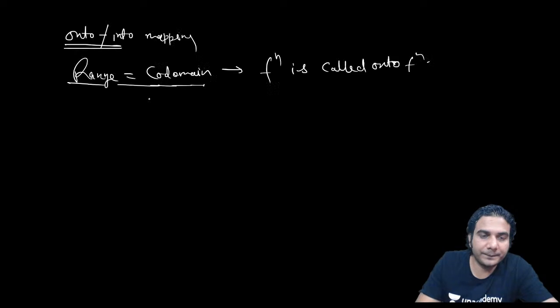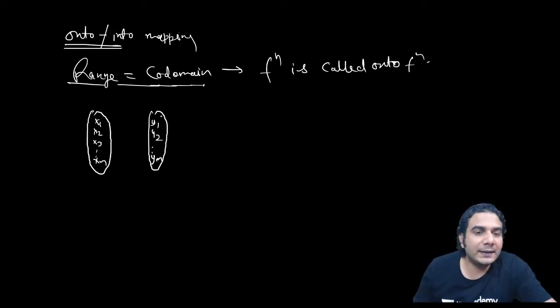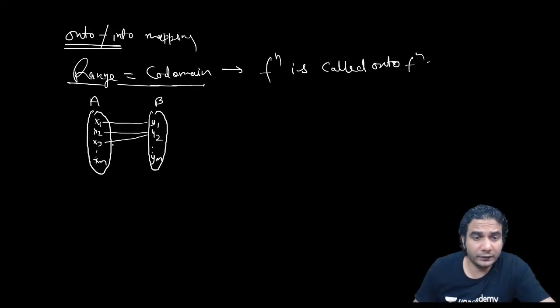Okay, I'll count it here. Now this is x1, x2, x3, and so on up to xn, and these are the outputs y1, y2, and so on up to ym. Now he's saying that range is equal to codomain. That means every element of set B should be mapped to some element of A, right? One or two, that is not a condition. It should be like x1 is mapped to this, x2 is mapped to this, x3 is also mapped to this. It might be many-one. So we are not having any restriction on that.